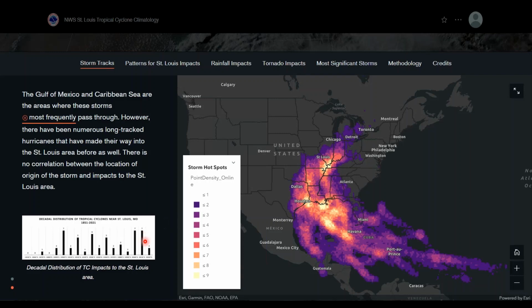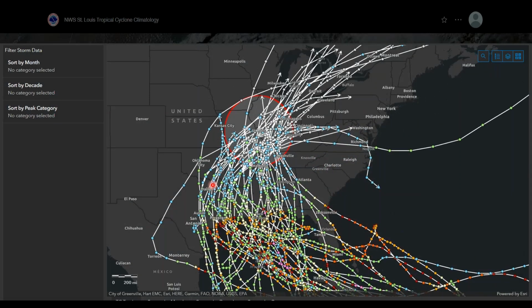And then I also wanted to talk about the TC dashboard, which allows the user to have a more interactive experience. It's basically a sandbox. You can play with the data and look at all the different data points and different storms, and just have fun looking at all the different TCs that are impacting our area and learn more about the history of TCs that impact St. Louis.